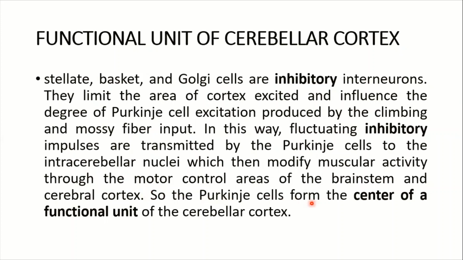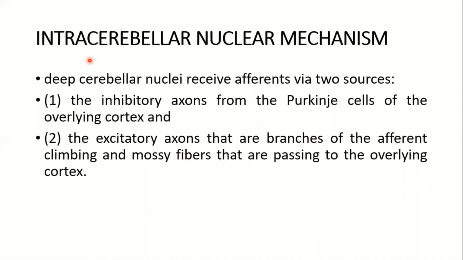So the Purkinje cells form the center of a functional unit of the cerebellar cortex. I will elaborate on this slide, what is written. Deep cerebellar nuclei receive afferents via two sources. There are the inhibitory axons from Purkinje cells of the overlying cortex, and the excitatory axons that are branches of the afferent climbing and mossy fibers that are passing into the overlying cortex.